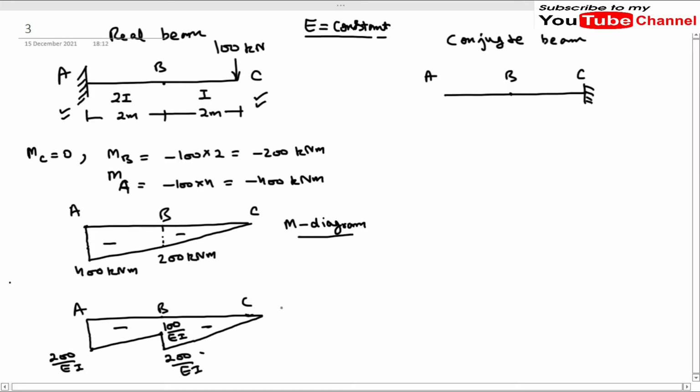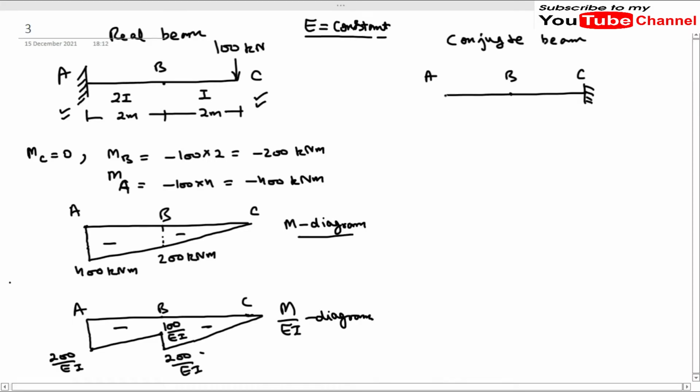Now this is our M by EI diagram. In our previous video, we have seen that this M by EI diagram will be applied as the loading in our conjugate beam. And one important thing which we have discussed there is that if the bending moment diagram in the real beam is negative, the loading on that conjugate beam will be applied in the downward direction.